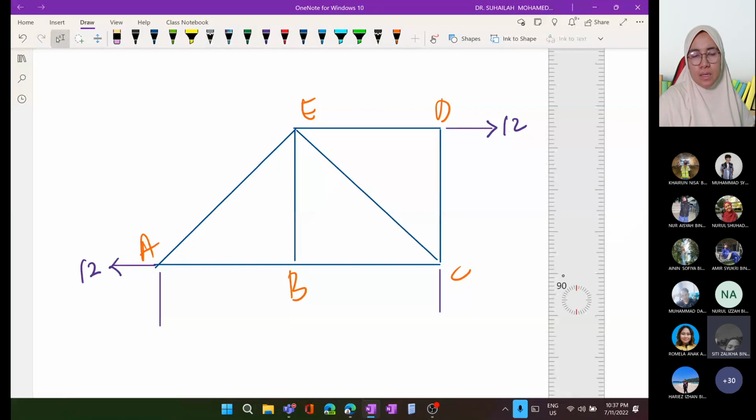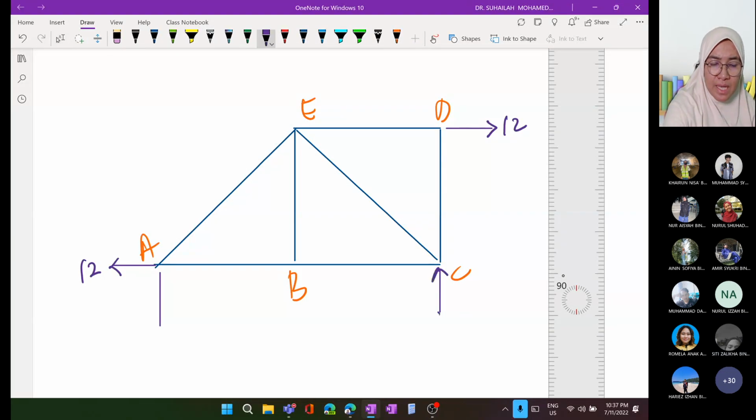Saya dapat 6, Doktor. 6. AY 6 tu dekat mana? A ke C? C. So CY is positive 6, like this. Betul-betul. So yang ni is negative 6. Okay, 6 and negative 6.